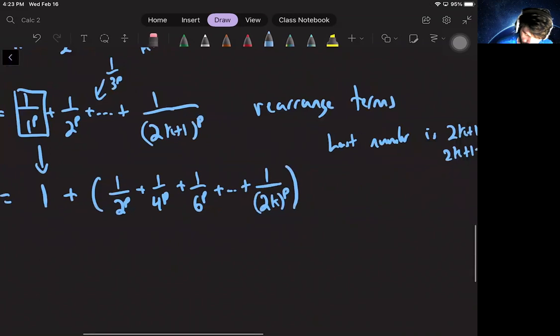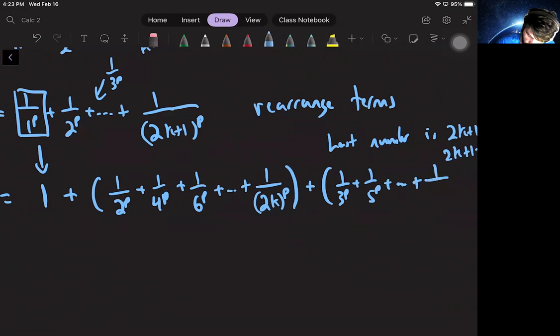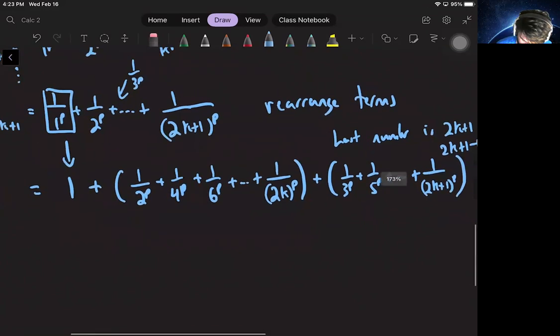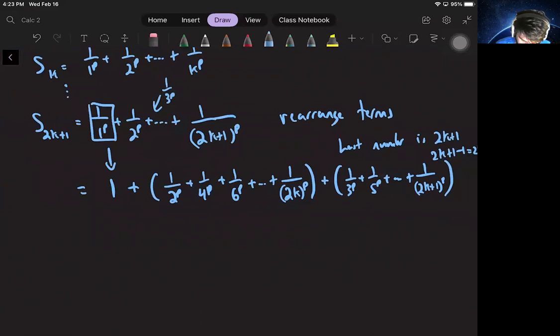So we're grouping up all the evens, and then we're going to group up all the odds. So 1 over 3 to the p, 1 over 5 to the p, and so on like that. And then the last odd number is 2k plus 1, because remember, 2k plus 1 is automatically odd always. So this is just a little rearranging trick. We haven't changed anything. But what we're going to do now is something we've done before, which is realize, like, okay, it's hard to figure out some sort of exact formula.